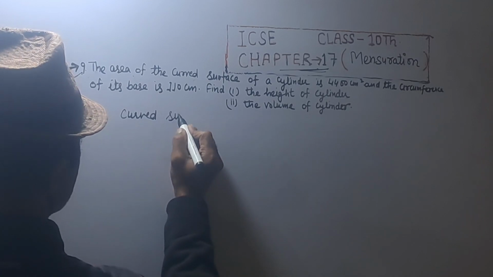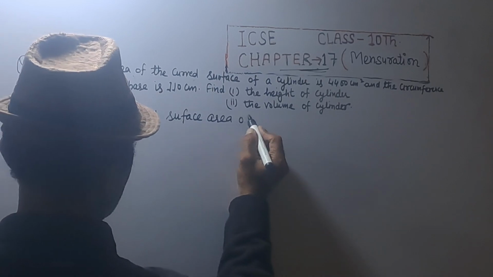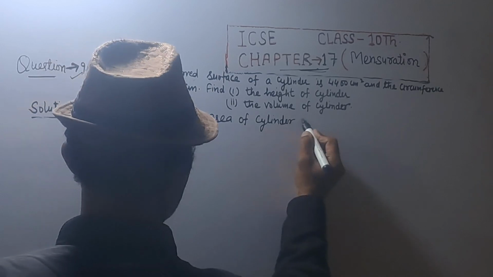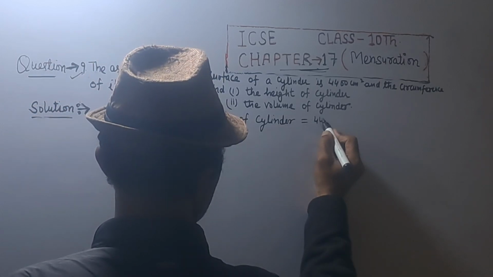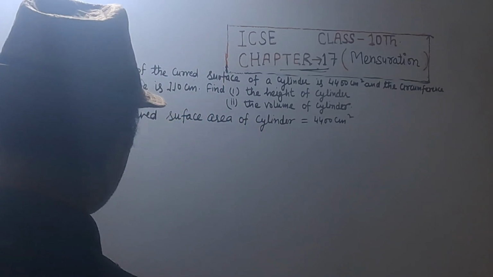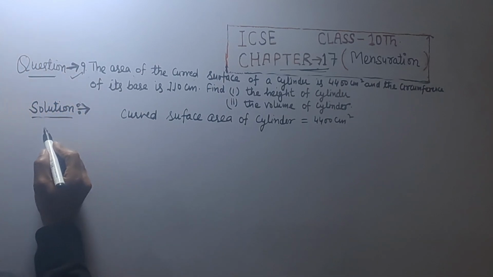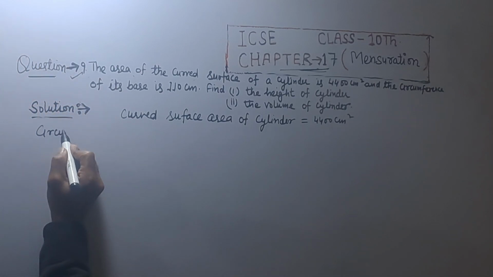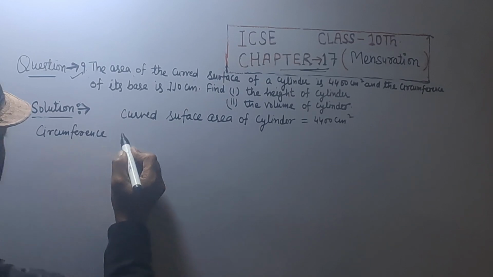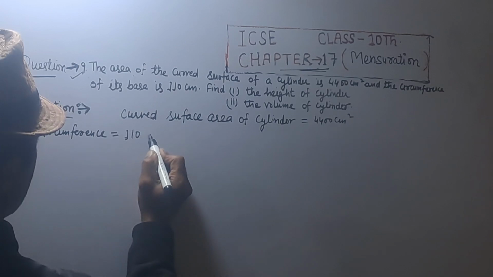Curved surface area of cylinder equal to 4400 centimeter square. Circumference is equal to 110 centimeter.